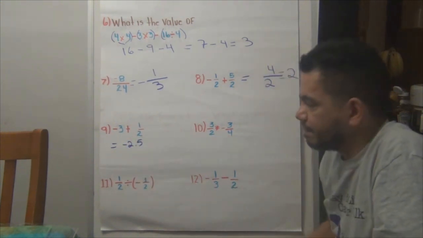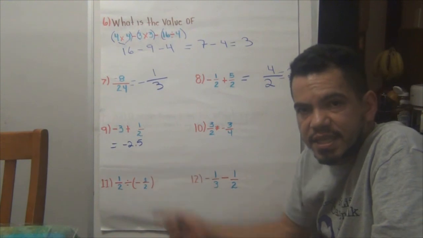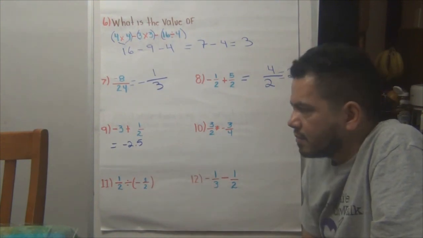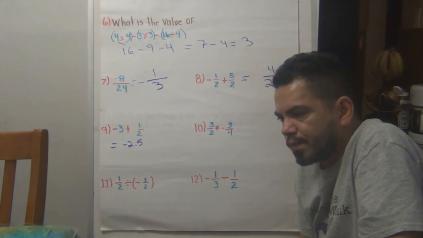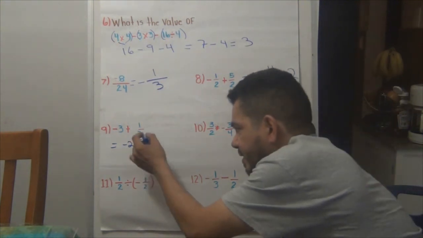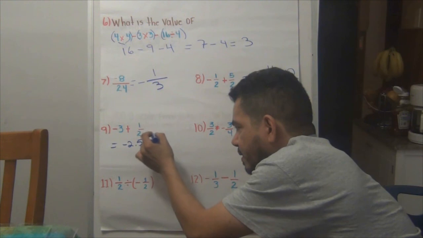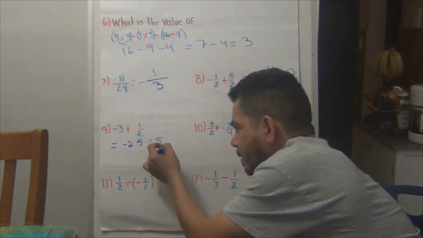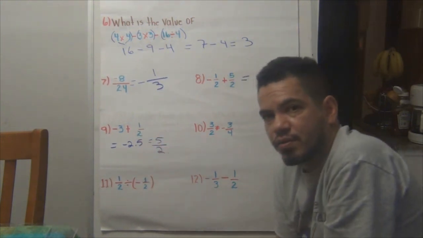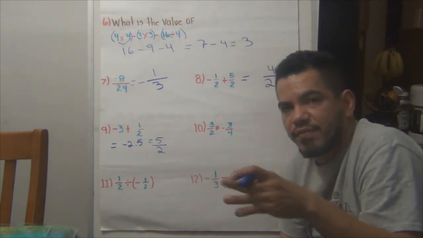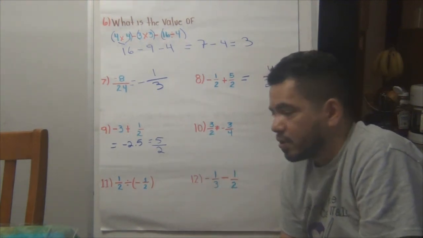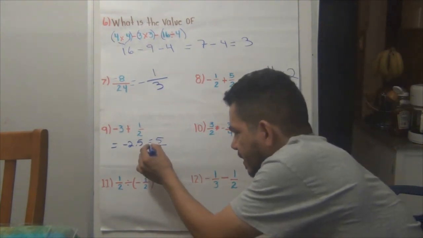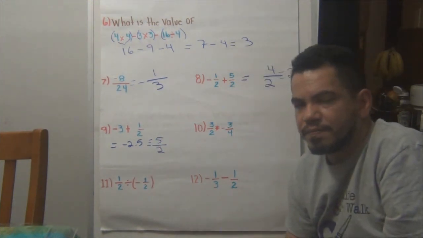Now let's think about money. This is $2.50. That is the same thing as 5 over 2. Because if you have $5 and you divide it between two people, you're going to end up with $2.50. So this is the same thing as negative 5 over 2.